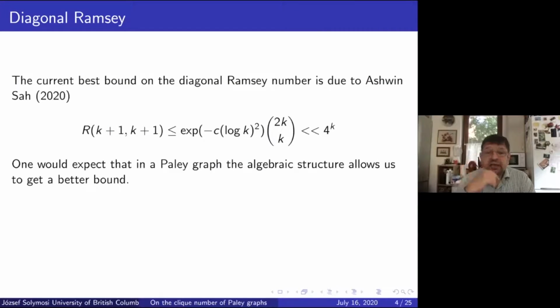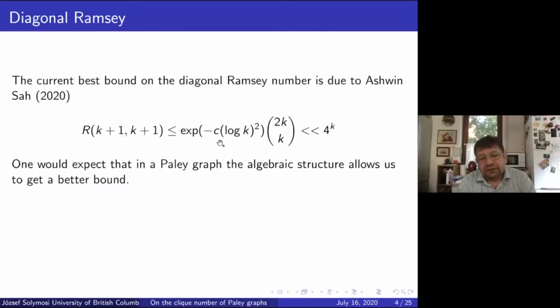And there is this recent development, a beautiful result, where the bound was slightly improved. Campos, Griffiths, Morris and Sahasrabudhe improved the diagonal Ramsey number. The improvement here is that you can divide 2k choose k by e to the c log k squared, which is better than any polynomial. But still, it's about 4 to the k. So the magnitude is still the same as it was ages ago, after the first simple proof by Erdős and Szekeres.